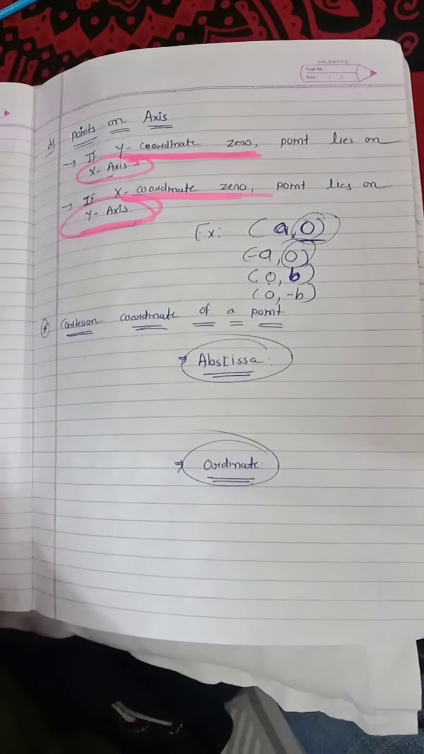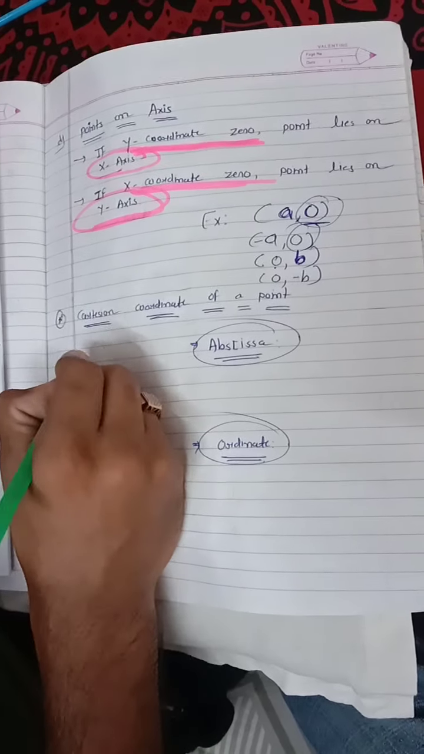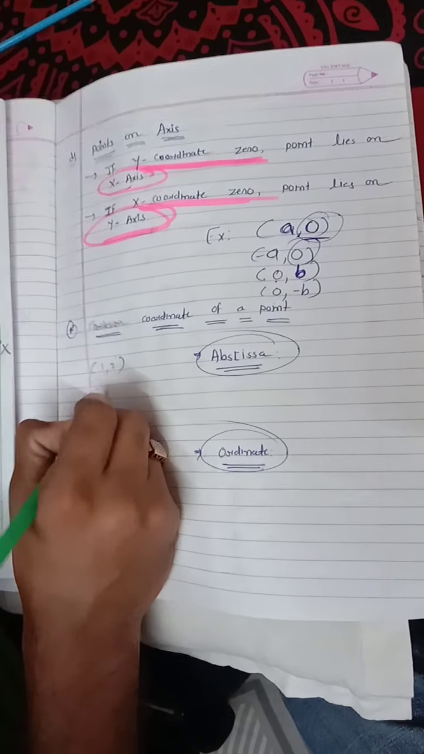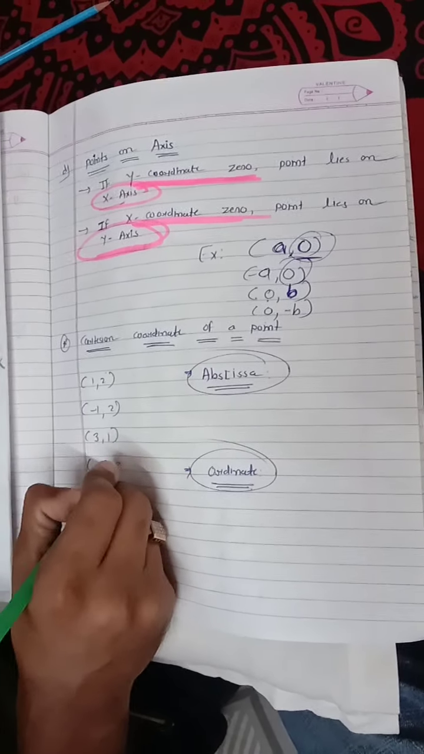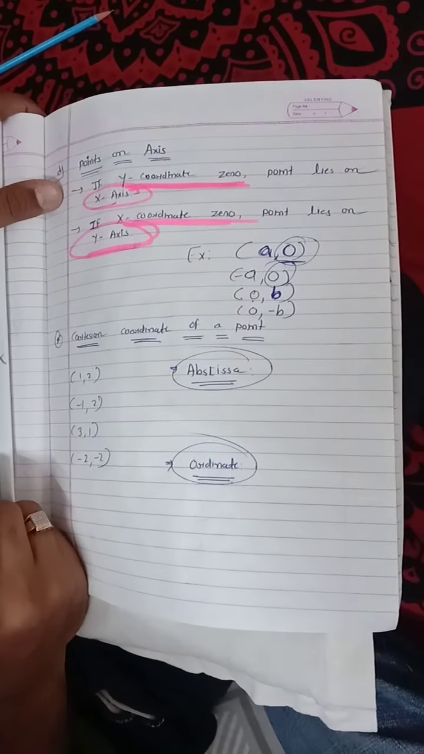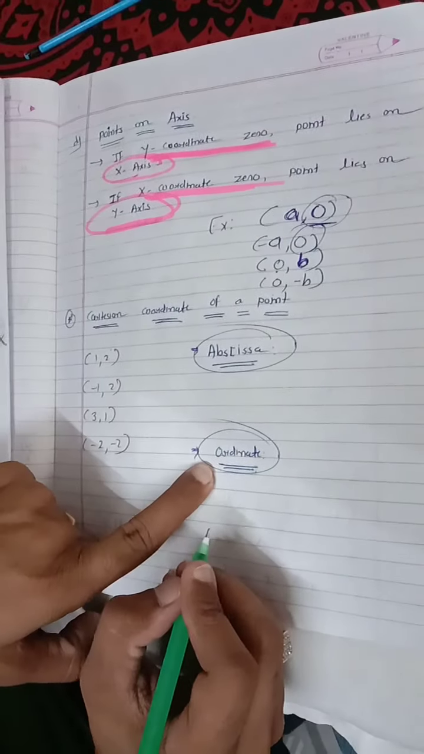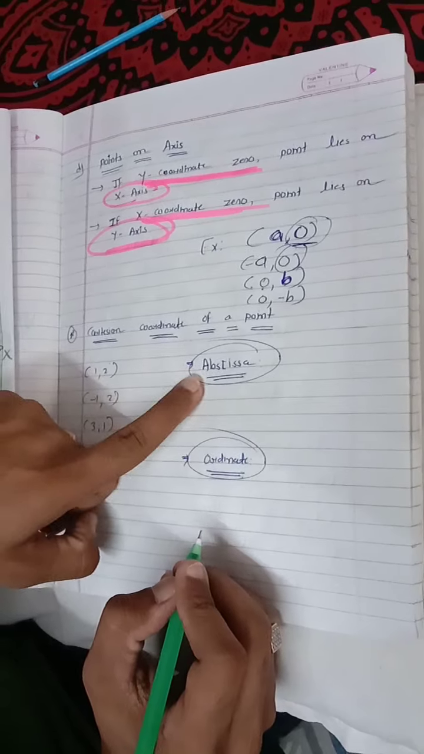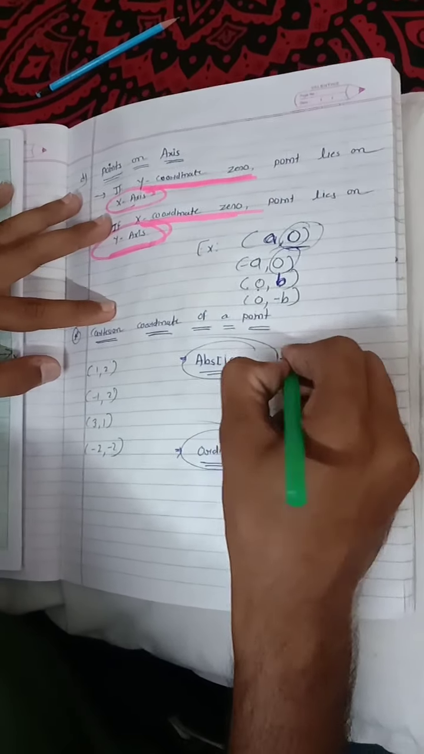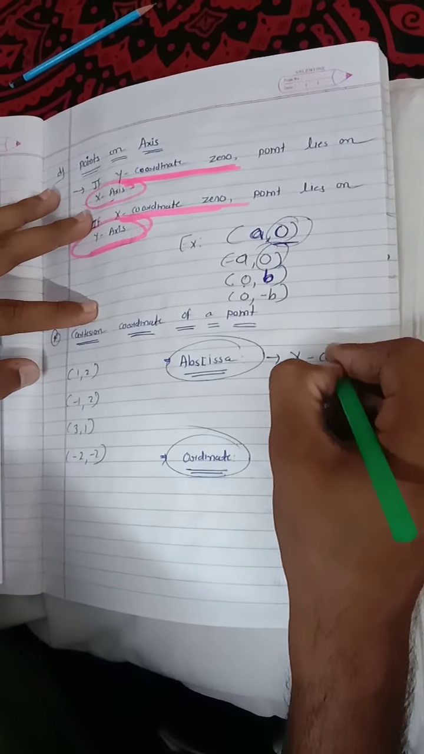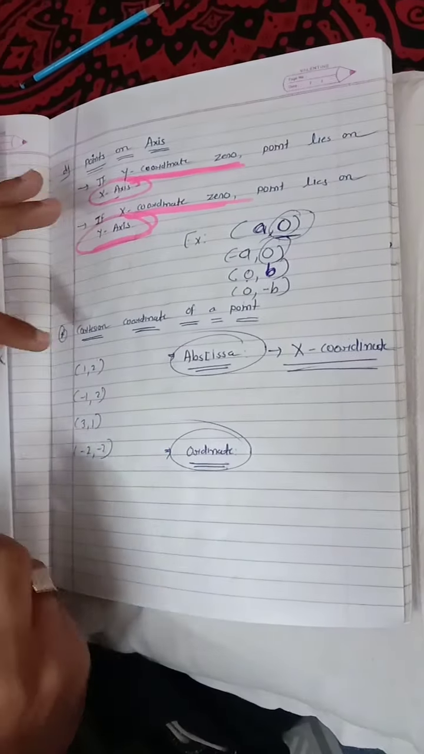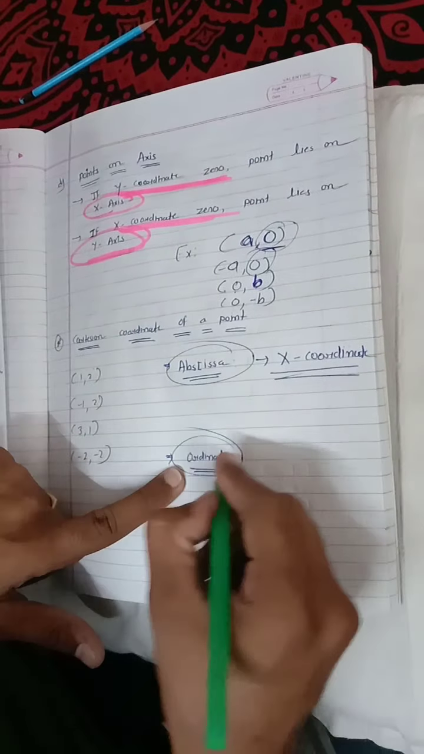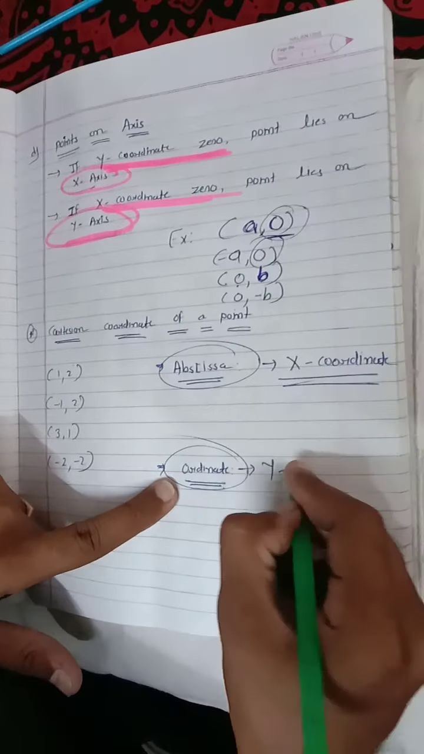Now, the Cartesian coordinates of a point. I take some examples: points (1, 2), (minus 1, 2), (3, 1), (minus 2, minus 2). Now what is abscissa and what is ordinate? Only ordinate, not coordinate. Clear? Abscissa and ordinate. Abscissa means your x coordinate. And ordinate means your y coordinate.